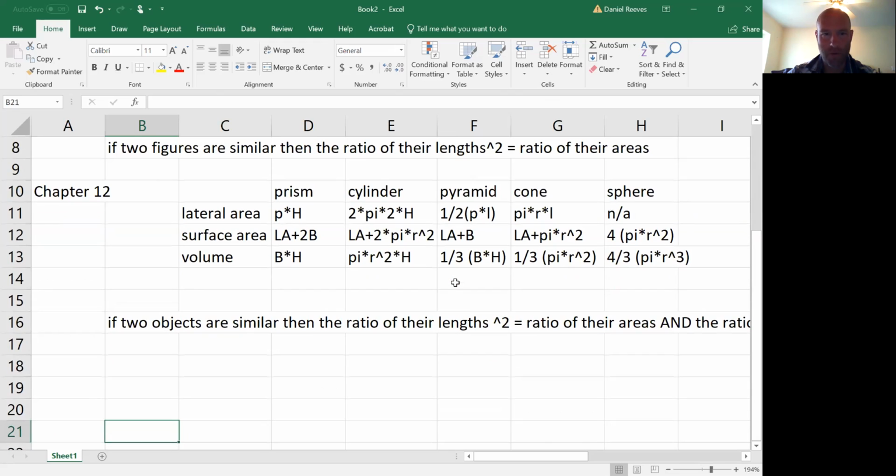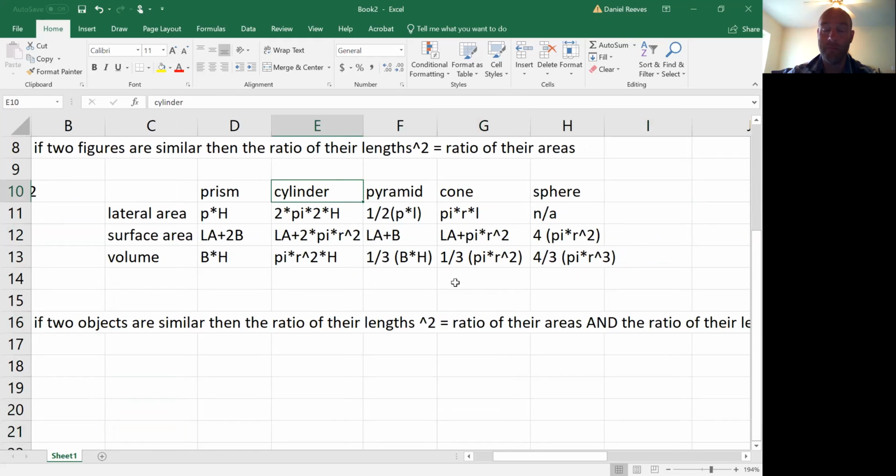Chapter 12, the chapter we've done most recently, we looked at really 3 different shapes, but we took a special case of a special prism called a cylinder and a special pyramid called a cone. And I separated out those formulas, although they are unnecessary. And we looked at these 3 attributes, the lateral area, surface area, and volume.